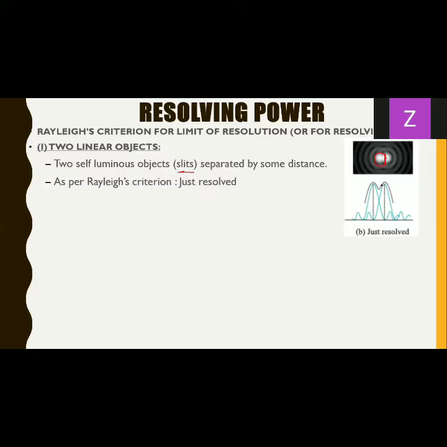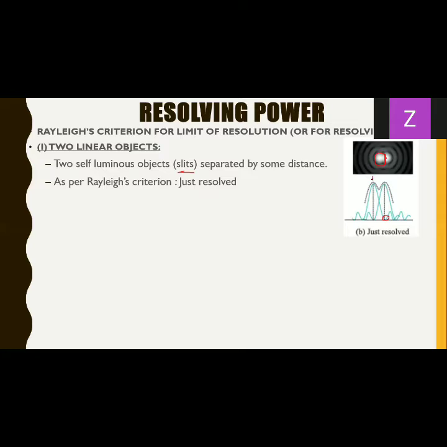Let's say this is the second object, so this is the central maxima, and it coincides with the first minima of the first object. So that is the condition which we know.